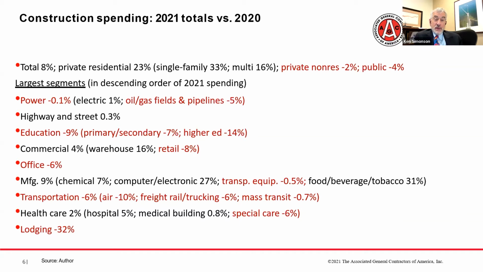Commercial is a category that gets used in a lot of different ways. For census, it means warehouse, retail, and farm construction. And as you might expect, the warehouse category is growing very strongly, while retail is suffering. It's actually narrowed that negative, but I don't think it's going to turn positive in a significant way, at least not get back to pre-pandemic levels. Now, office construction looks pretty mediocre. It's down 6%. The reality is a good deal worse.